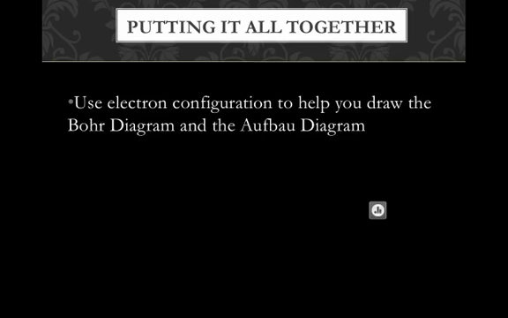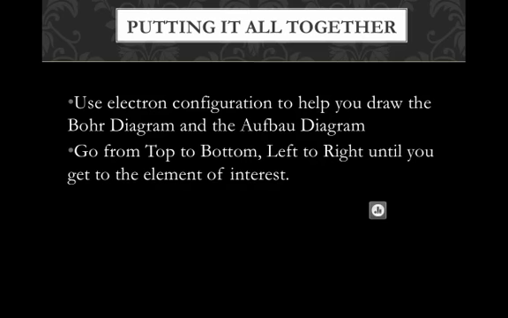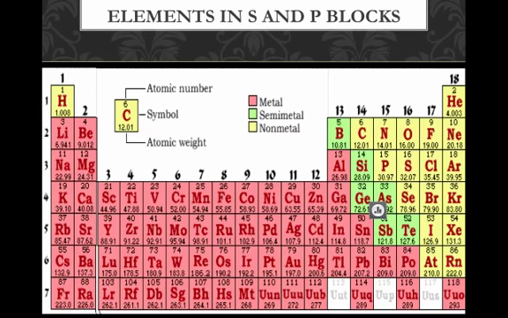So here's our basic strategy. We're going to use the electron configuration that we just learned how to do to help us draw the Bohr diagrams and the Aufbau diagrams. And in order for us to accomplish that, we're going to use the periodic table. We're going to go from top to bottom and left to right until we get to the element that we're interested in. So that's our strategy. Let's give it a try.